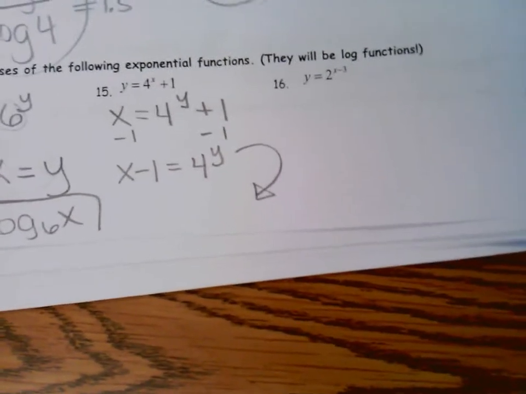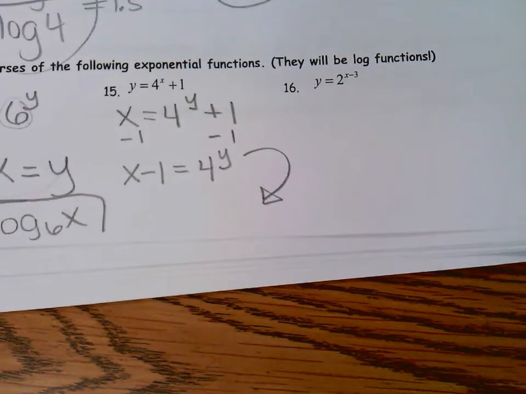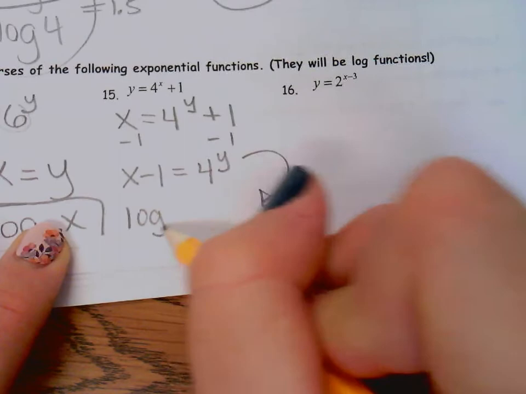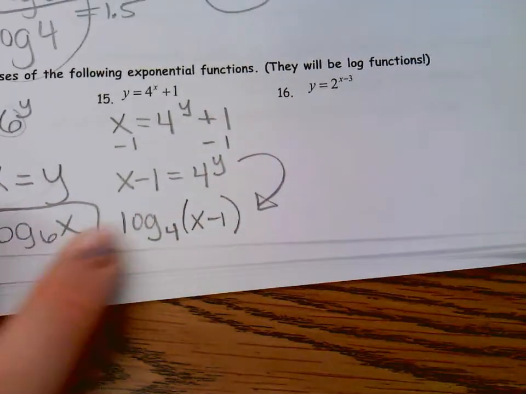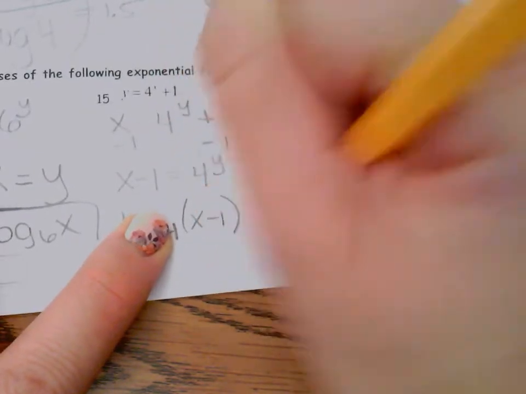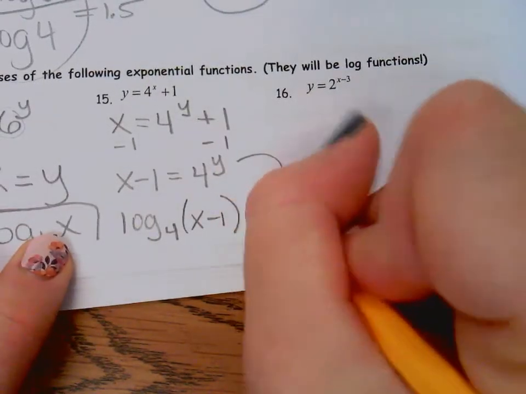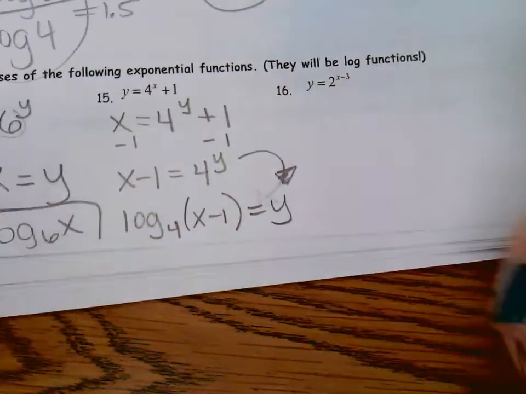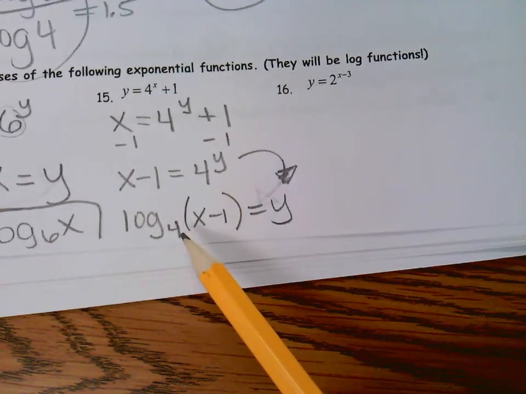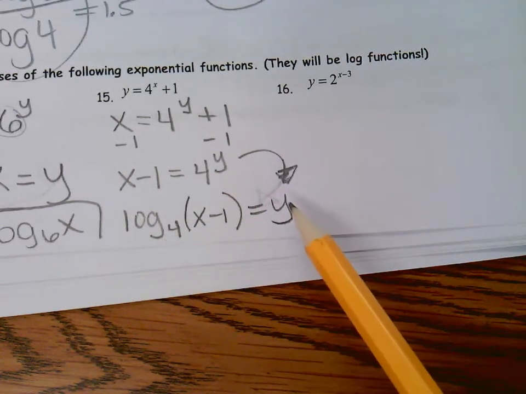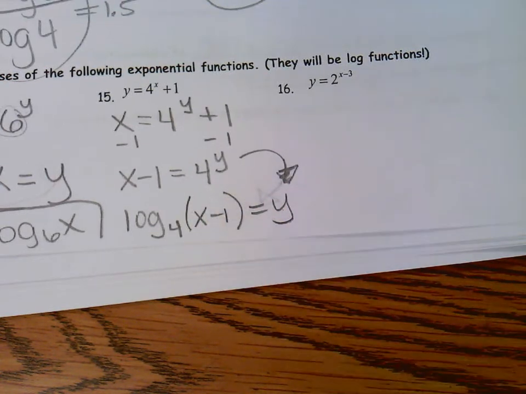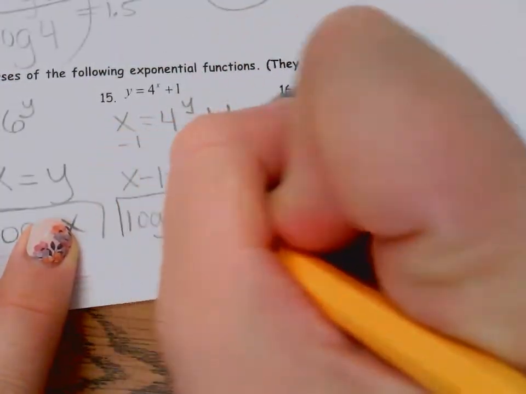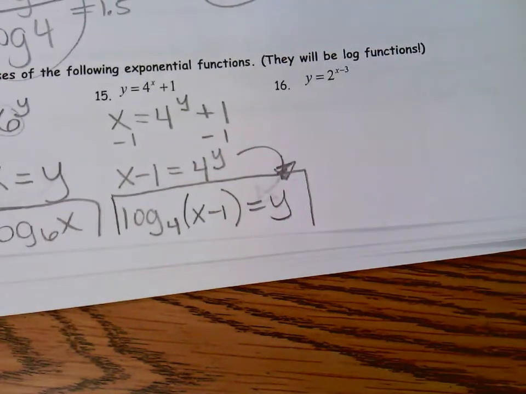So the base of my exponent is 4. That's going to become the base of my log. The stuff that's currently outside is going to go inside the function. And then I've got that is equal to y. So see how when I rewrite this, 4 is the base, raised to the y power, equals the stuff inside the log, x minus 1. I'm not going to rewrite it as y equals because I already have y by itself, but you get the idea. You could rewrite this as y equals.